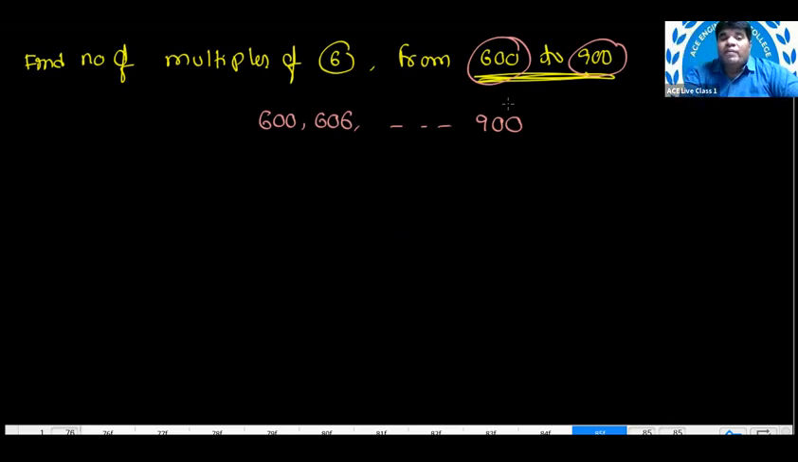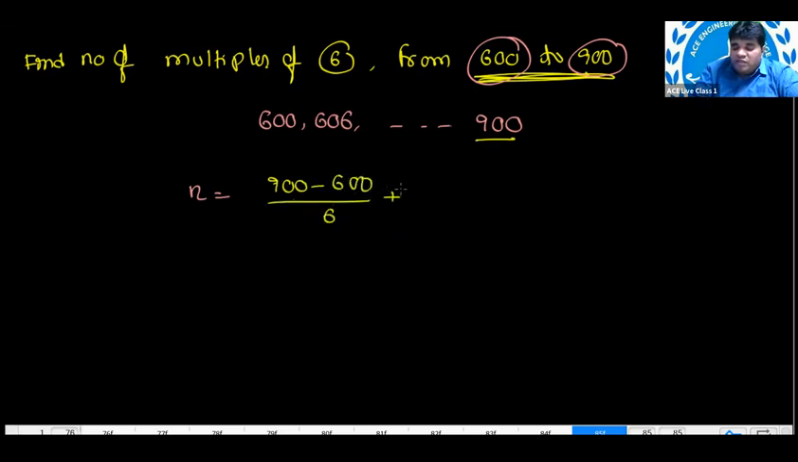How many terms? Find the number of multiples of 6. Then the answer directly: number of multiples is equal to last term 900 minus 600 upon common difference, plus 1. So 300 by 6 plus 1. Then the answer is 51. 51 multiples, 51 number of terms from 600 to 900.